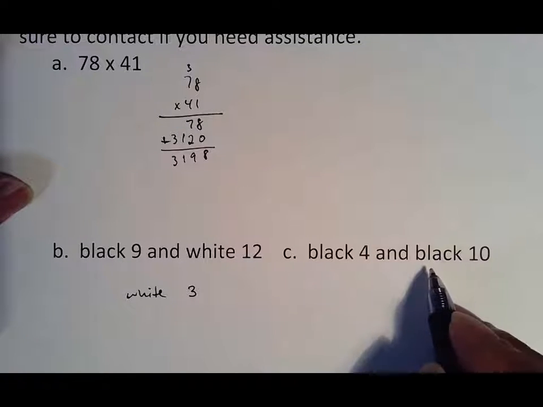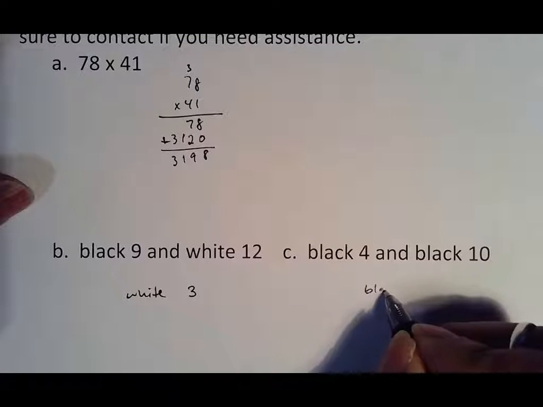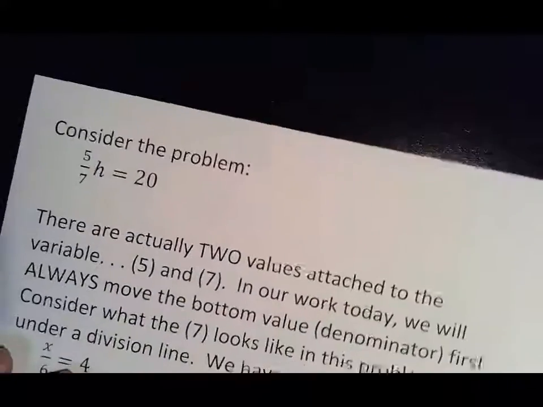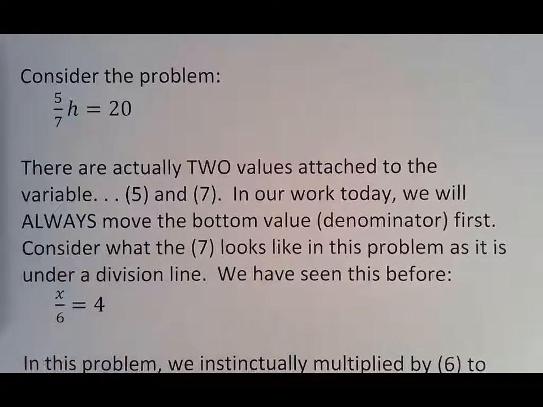Black 4, black 10. I'm pretty sure in this case we say how much did black score altogether, and in this case black scored 14 altogether, so that should be your answer on that. So again, that is the math skills portion that we're getting to. But we are actually going to look at solving fractions again, just to make sure you've got it.